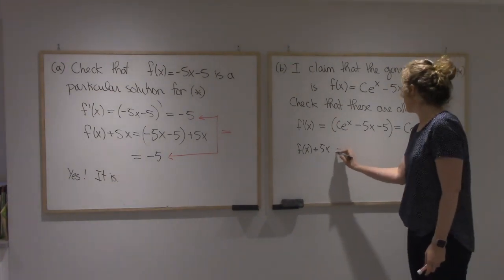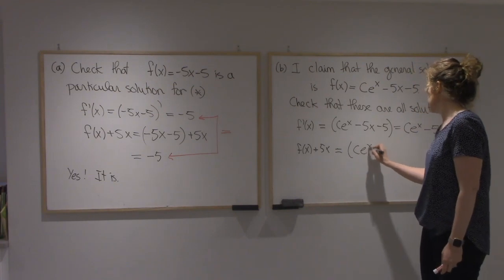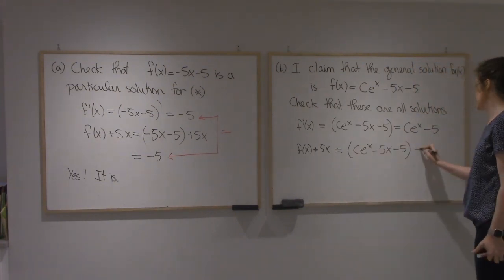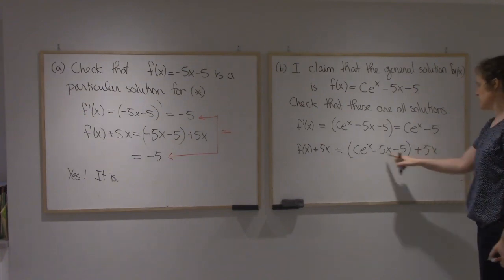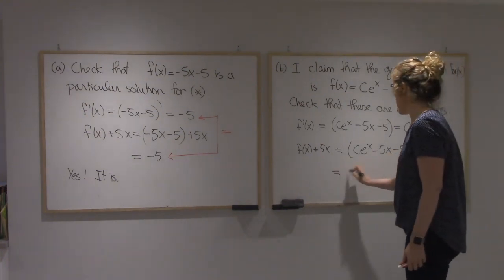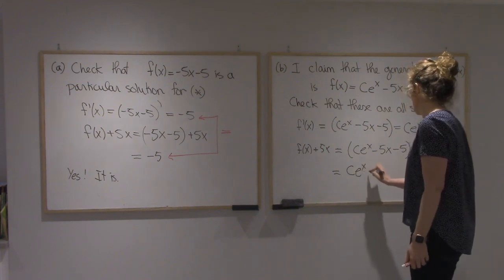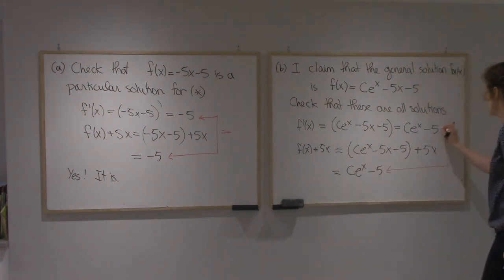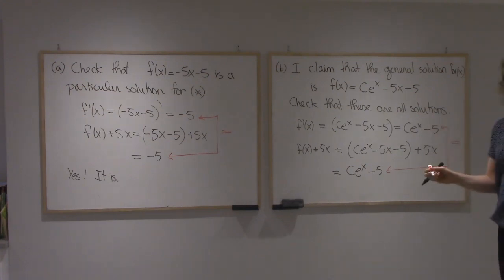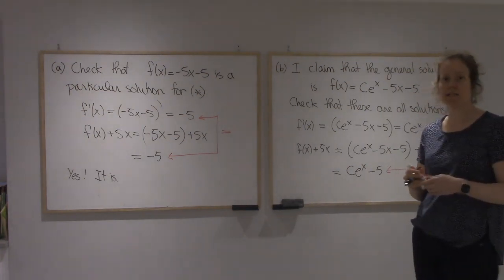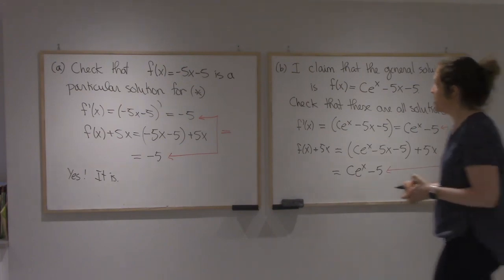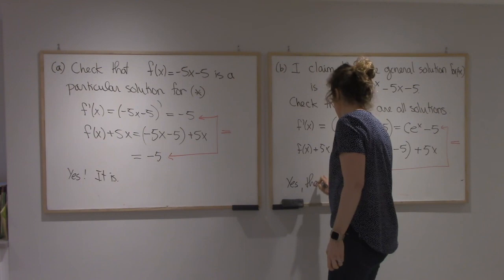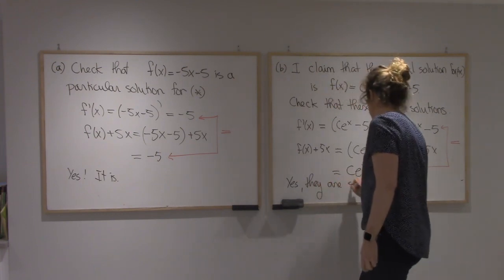Now, if I take my function and I add 5x to it, these will cancel, and I get c e to the x minus 5. And yes, the two sides of the equation, the left-hand side and the right-hand side, agree. And so, yes, they are solutions.